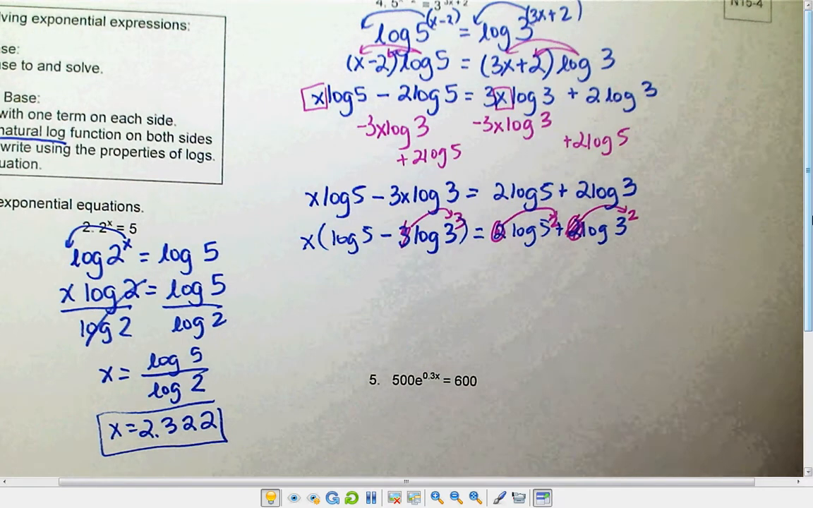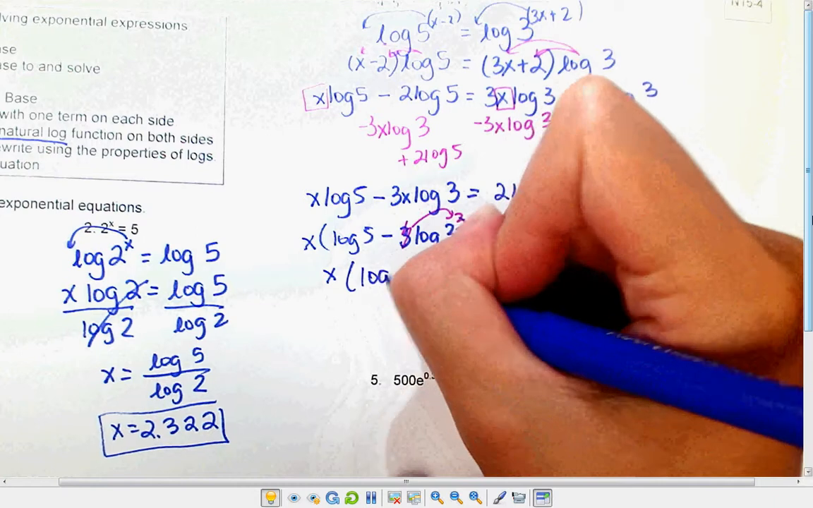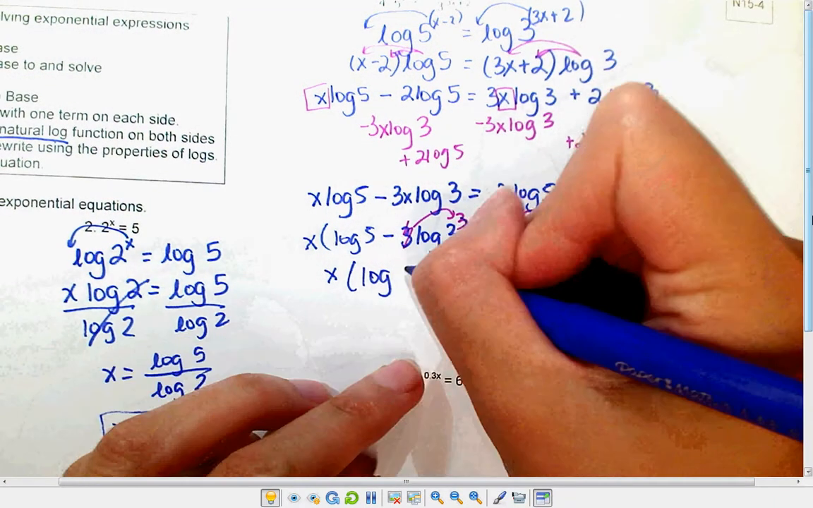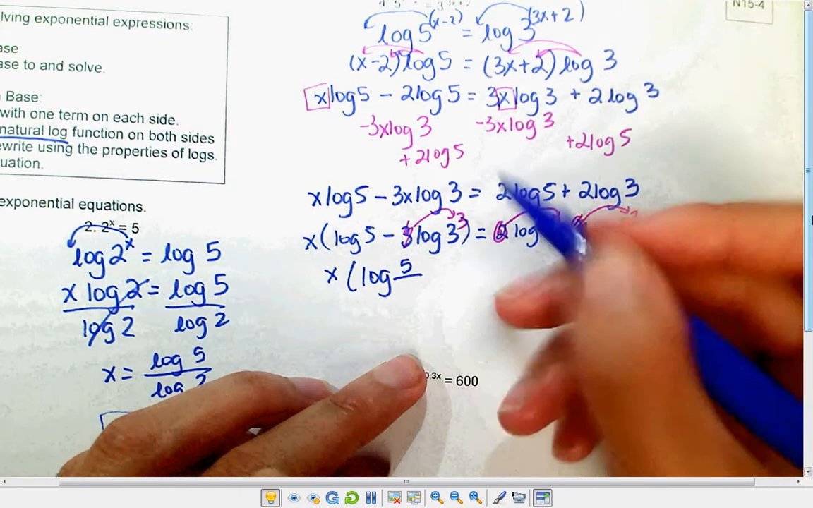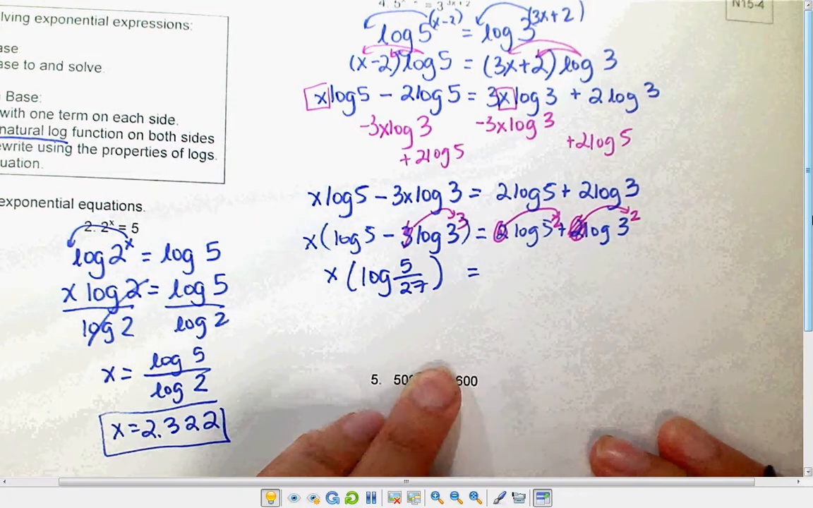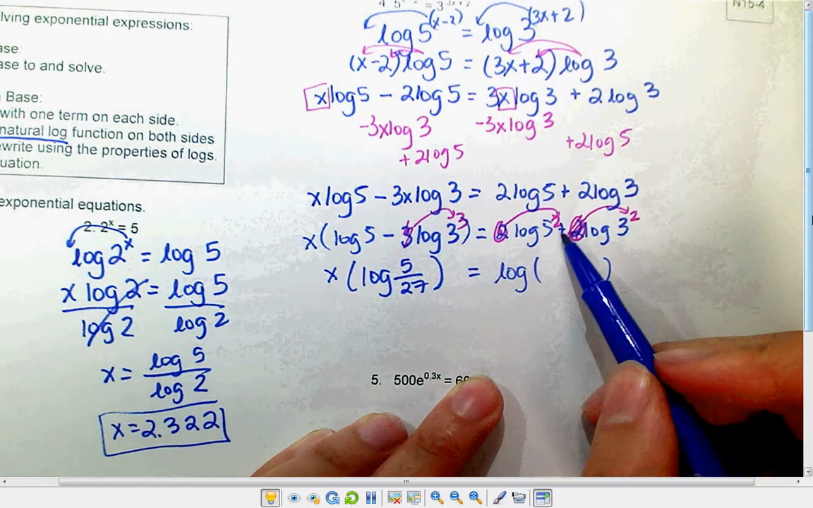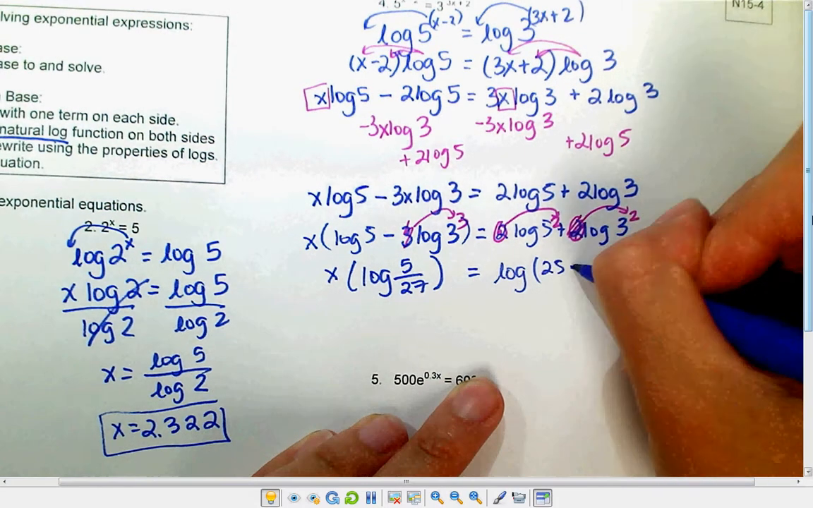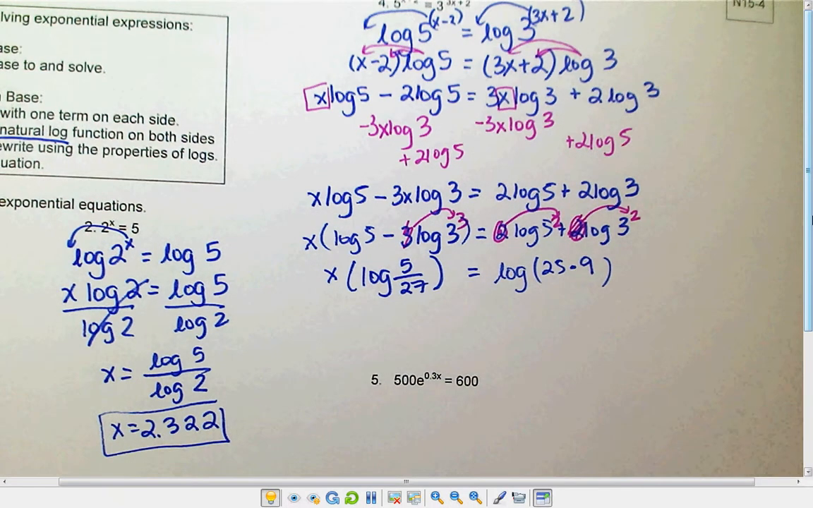And now I'm going to rewrite some of these. So this x still stays here. I'm going to turn this into 1 log. So if this is being subtracted, when I write it as 1 log, this is now going to be 5 divided by 3 to the third, which is 27. Equals, in this case, to turn it into 1 log, this is being added. So this is 5 squared, which is 25, times 3 squared, which is 9. So this is now 1 log.